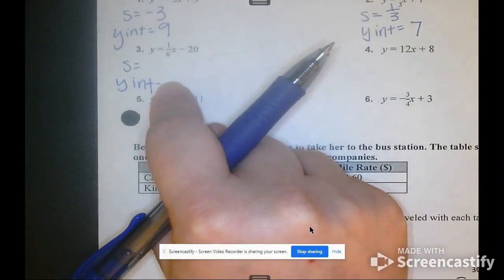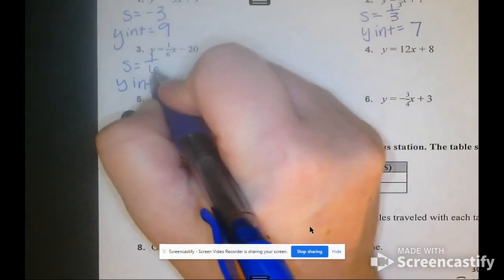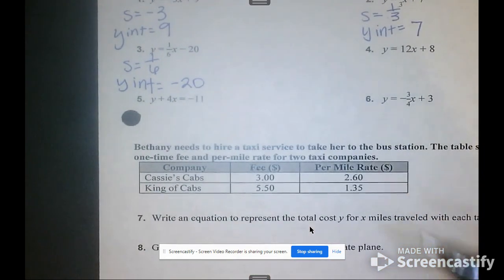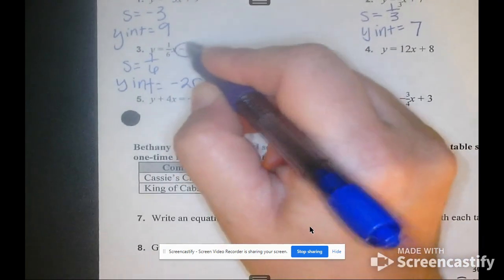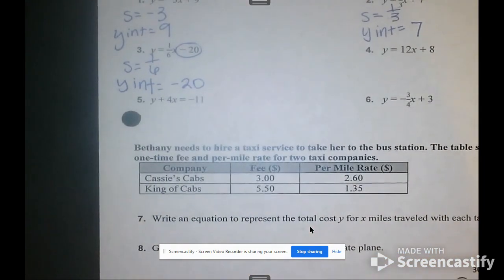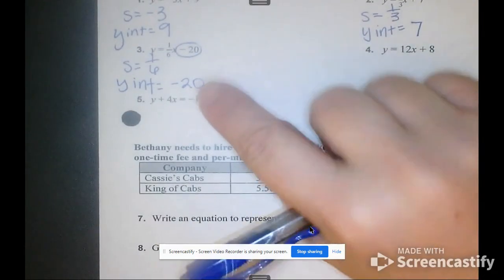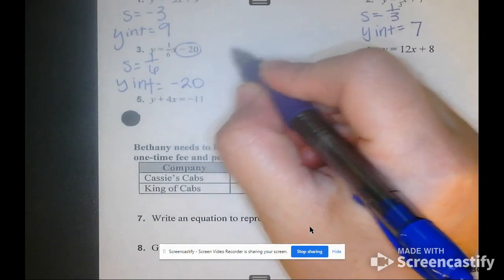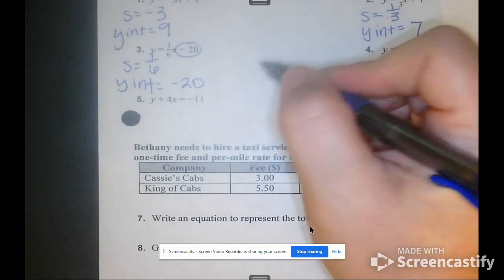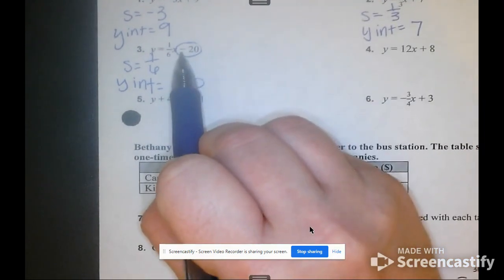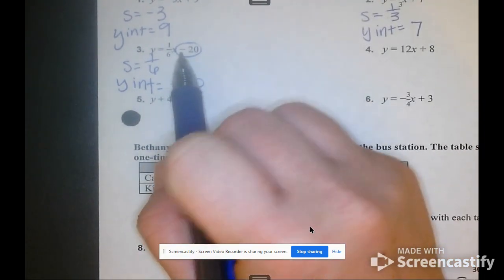What is my y? 7. All right. What about here? The slope is 1/6 and the y is negative 20. Because if that's my starting point, I would need to start at negative 20. Okay, if it was 1/6 x plus 20, I would start where? At a positive 20. So you have to pay attention to what symbol is in front of that second number.